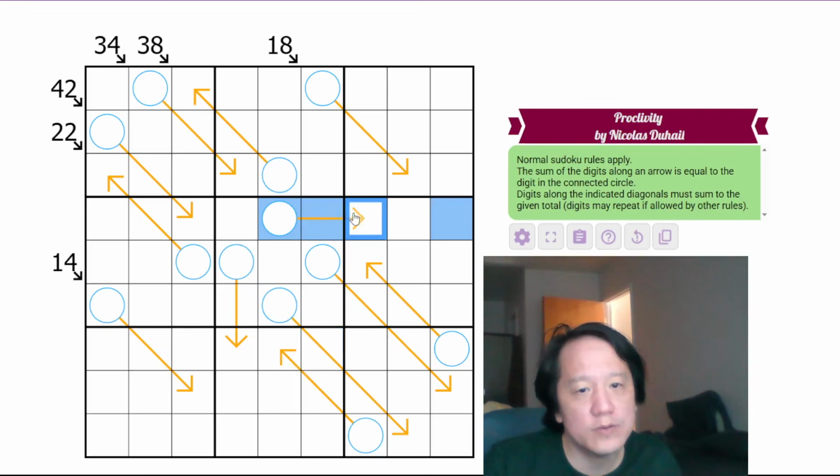Now, to add up to an even sum here, this must be even. So we have 4 evens in row 4, which means the rest of the digits are odd.